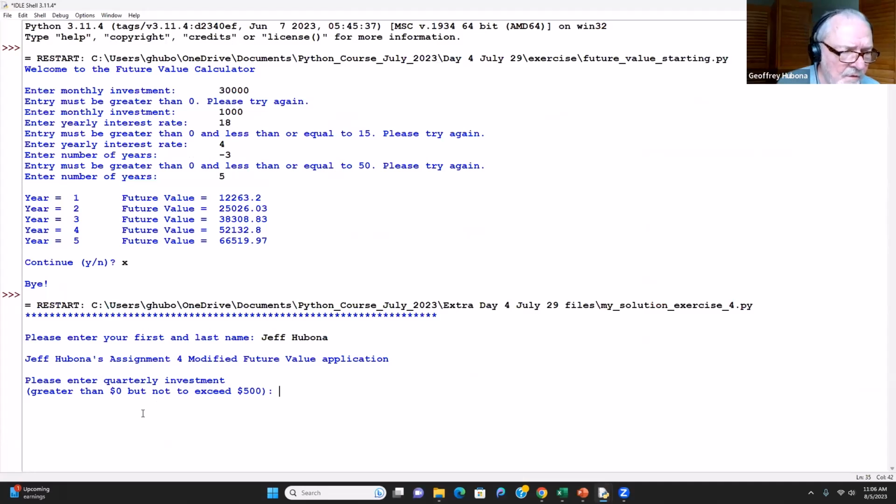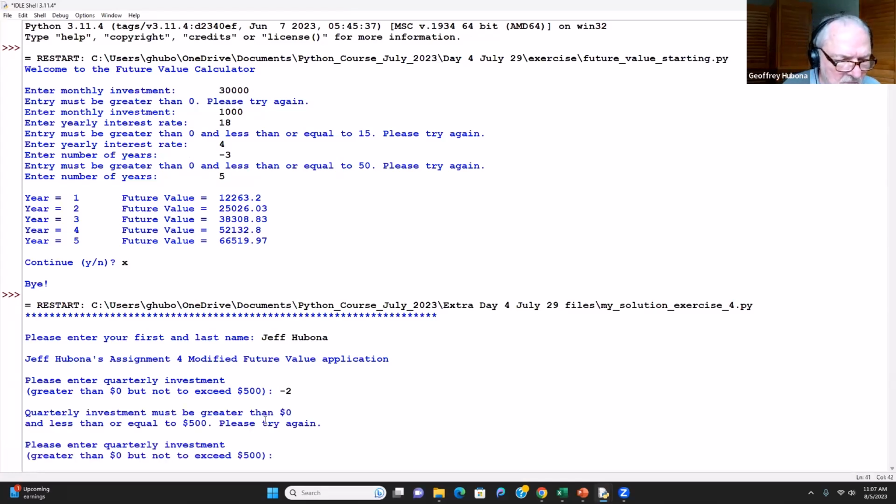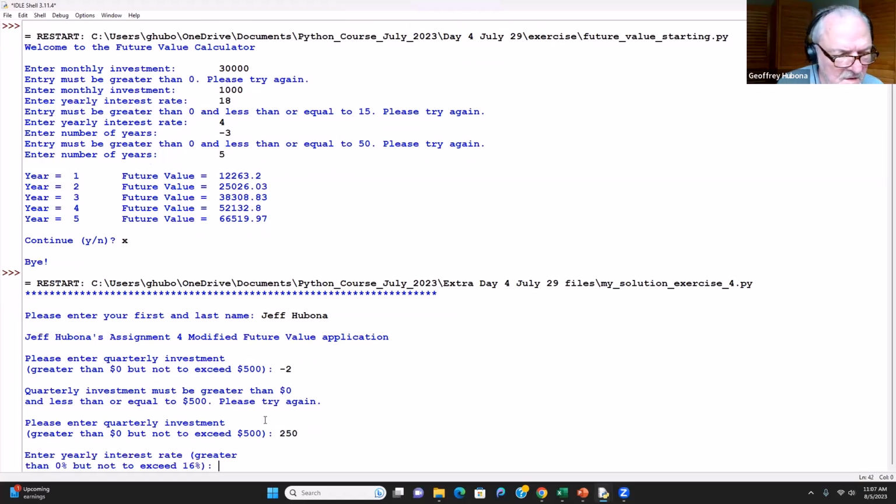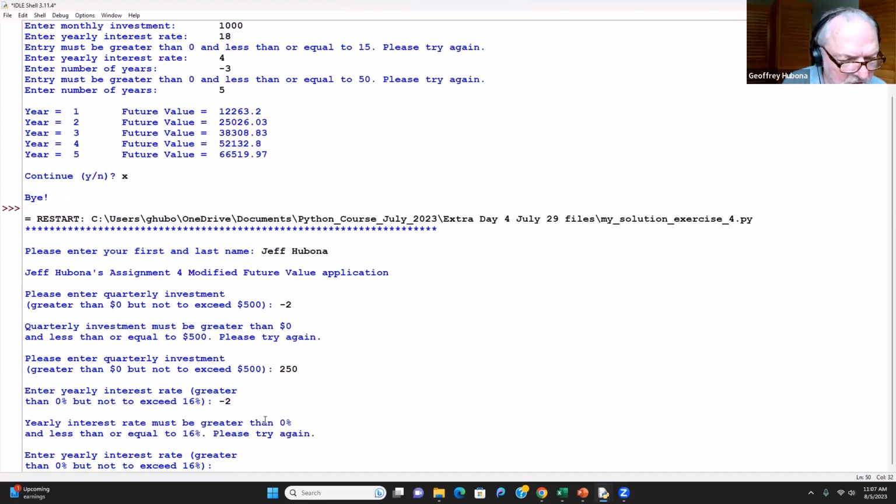In the solution, it tells the person what to enter before they do. Okay, and that's obviously useful. And again, if they enter something out of the range, it tells them again, don't do that. It gives them the range. So we'll say a quarterly investment is $250, and yearly interest rate, again, between 0 and 16%. And it works if you don't enter the right number. Of course, it prompts them.